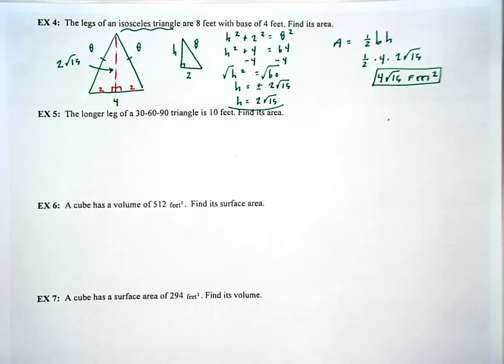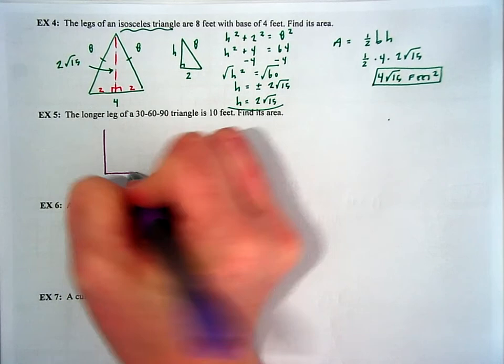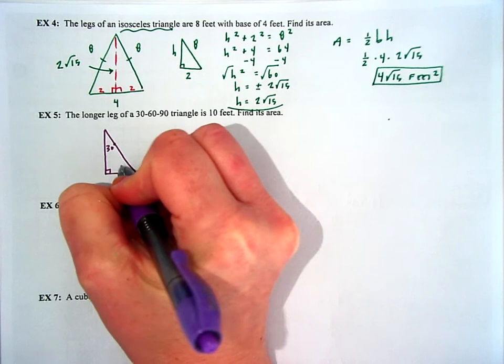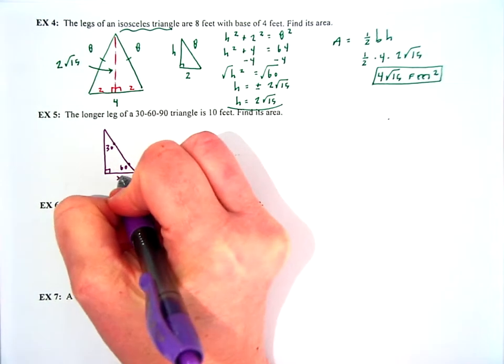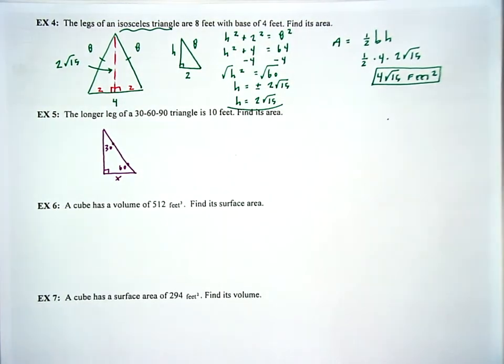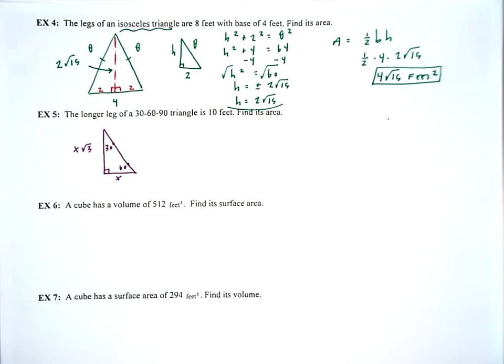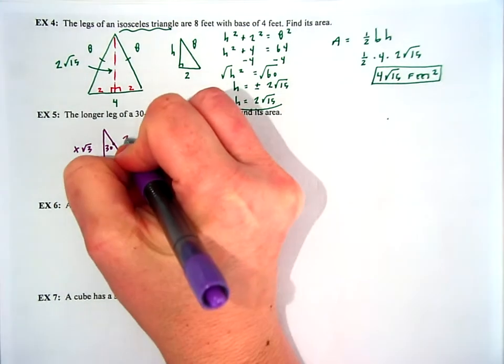Okay, next, returning to a 30, 60, 90 triangle, and I'm saying that the longer leg is 10 feet. So if I sketch out a 30, 60, 90 triangle, here would be my 30-degree angle, here would be my 60. So my short leg is opposite my smallest angle. So my short leg right here is my x. My longer leg is opposite my middle angle. So opposite the 60 degrees is my x root 3. Okay, and then my hypotenuse is opposite the largest angle, the 90-degree angle, that's the 2x.